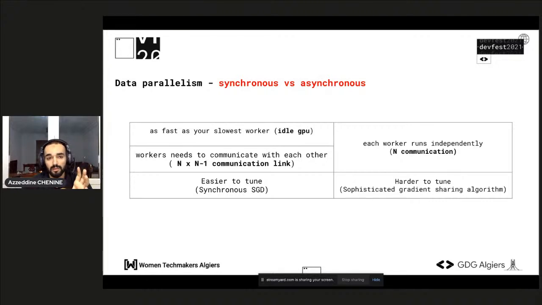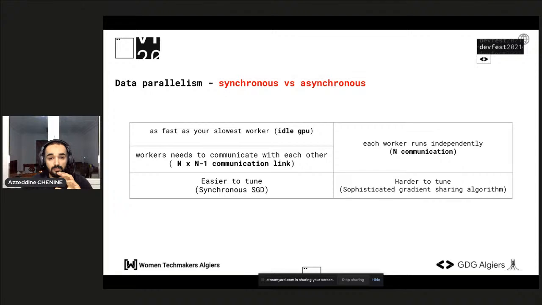So if you want to compare the synchronous and the asynchronous way to do this data parallelism, if you choose to go synchronously, you are as fast as your slowest worker. You will have idle GPU time, maybe, especially if you have a heterogeneous environment. Workers need to communicate with each other. If you have, let's say, n workers, you will have n multiplied by n minus 1 communication links, which is sometimes a bit challenging and presents a bit of an overhead.